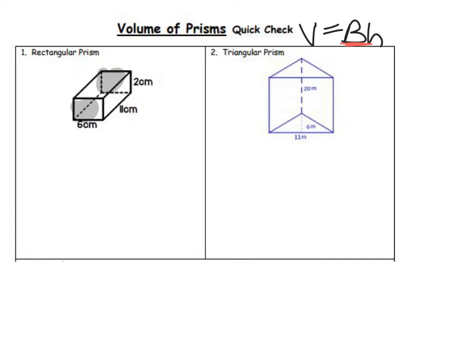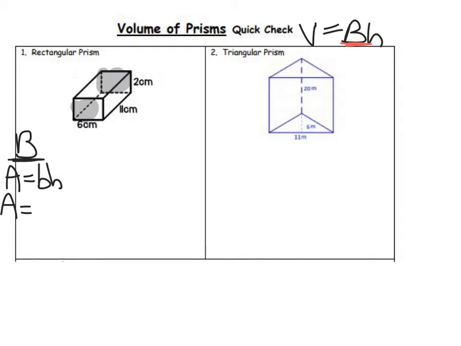So when we do that, we're actually going to find capital B first. When we do capital B, it's what we're using as area equals base and height. Remember that. Okay, once you do that, then what is the base of the prism?